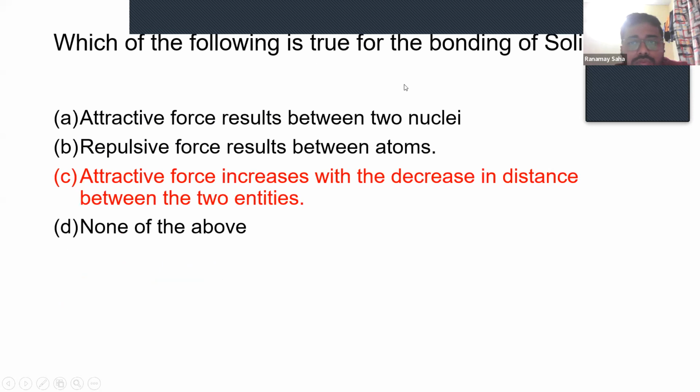Then we come to the question: which of the following is true for bonding of solids. You know about the attractive and repulsive forces very well. Option C says attractive force increases with decrease in distance between two entities. It is true, right? With decreasing distance between two entities, the attractive force must increase, and it reduces with increasing distance. So option C is correct in this case.